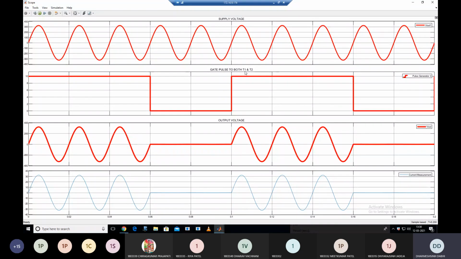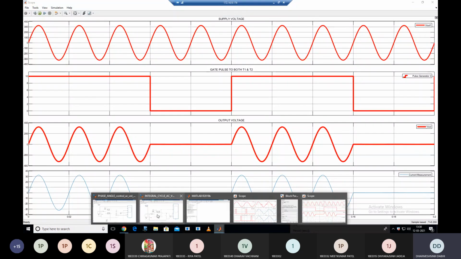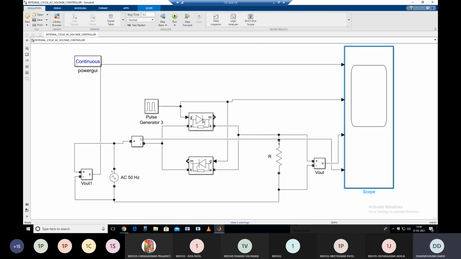Clear? But as you can see here in the circuit diagram, if you provide the gate pulse to T1 in the positive cycle, then it will turn on. Clear? So in the positive cycle of the supply, when T1 gets the gate pulse, it will turn on and current flows from the supply through T1 and the load. Clear?